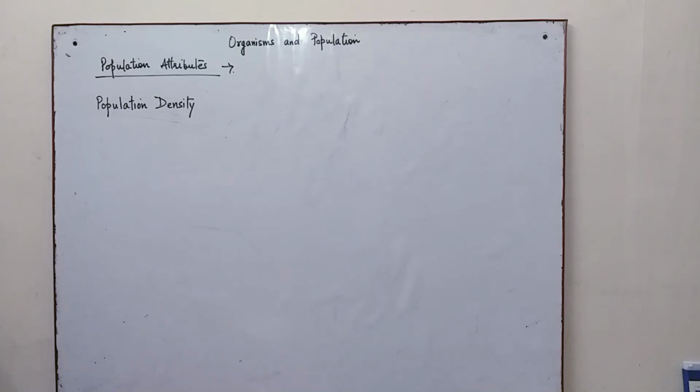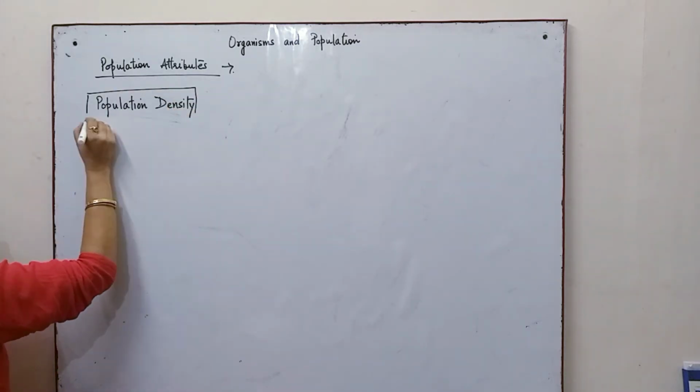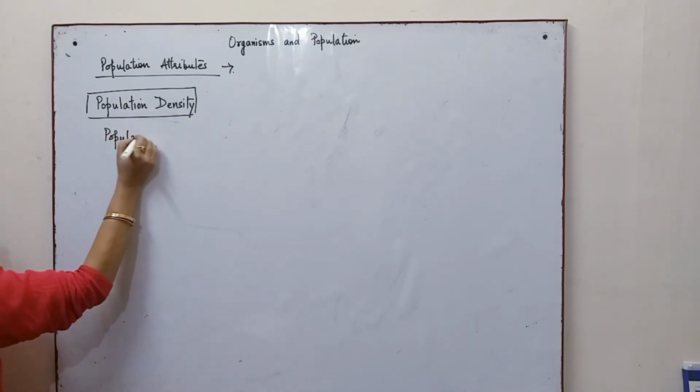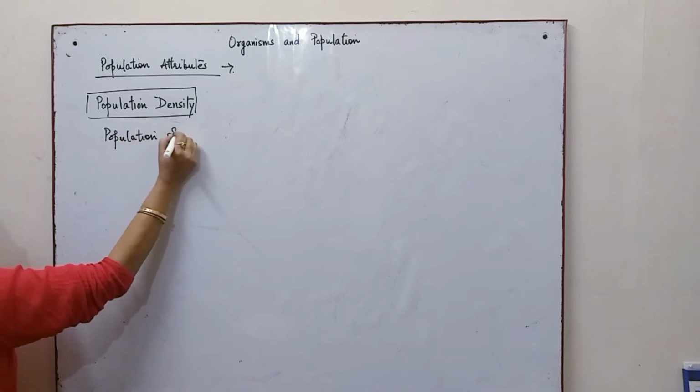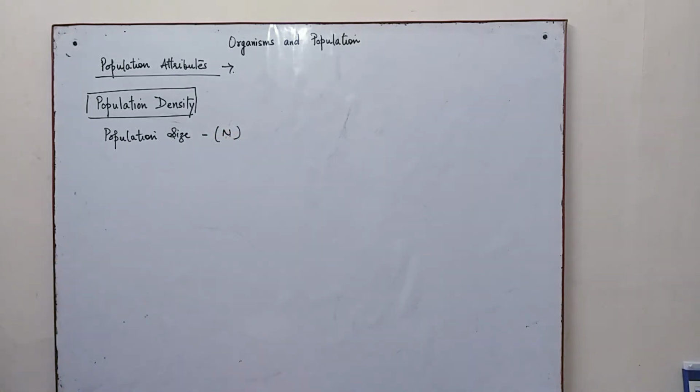We'll be talking about another attribute of population, that is population density. Population density is also known as population size. It is also denoted by the capital letter N. Now, population density is another important attribute besides the sex ratio, natality, and mortality.